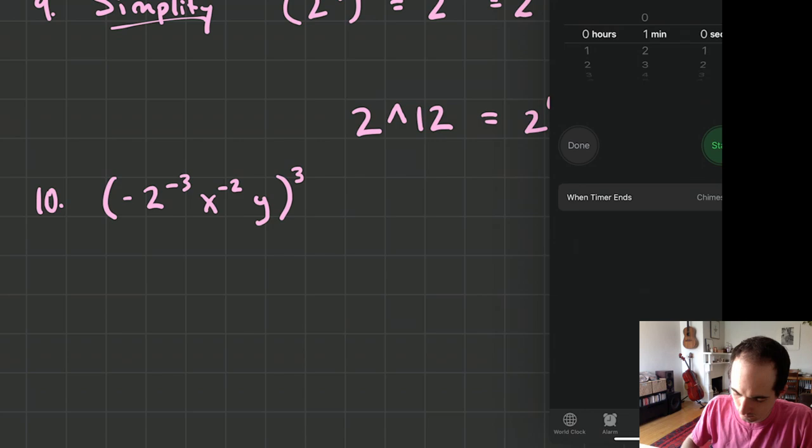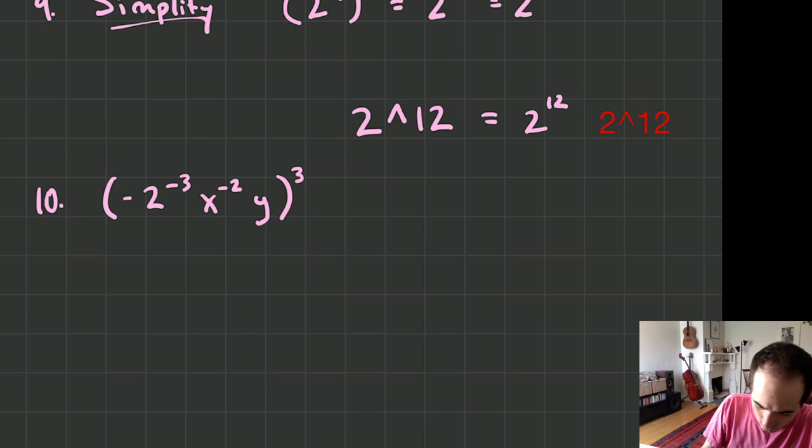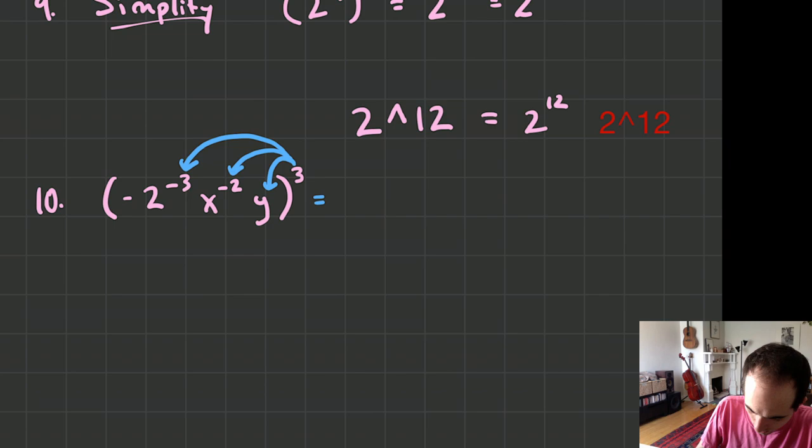Okay, let's finish this one off. The whole idea here is that we have this distributive property. So this 3 is going to be distributed throughout these brackets. So this is going to be equal to, well, I'm going to throw this -2 in brackets. It'll just make me feel better about myself.